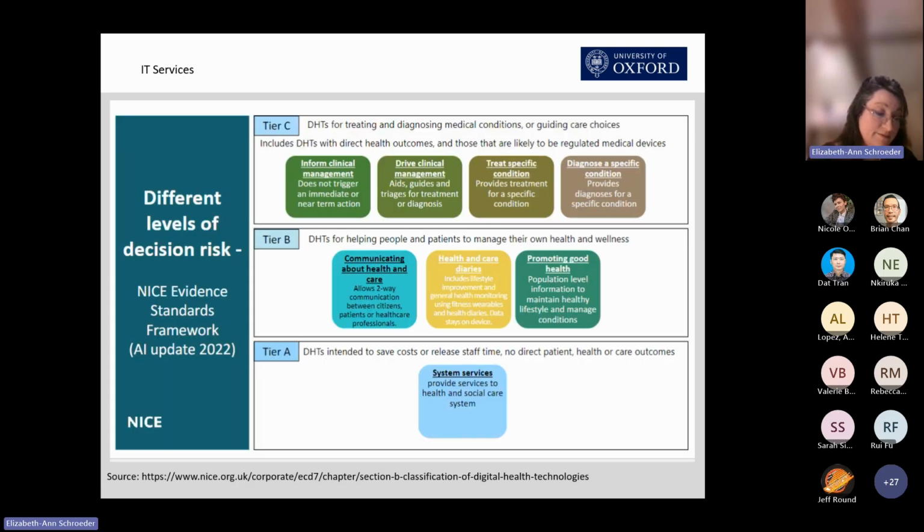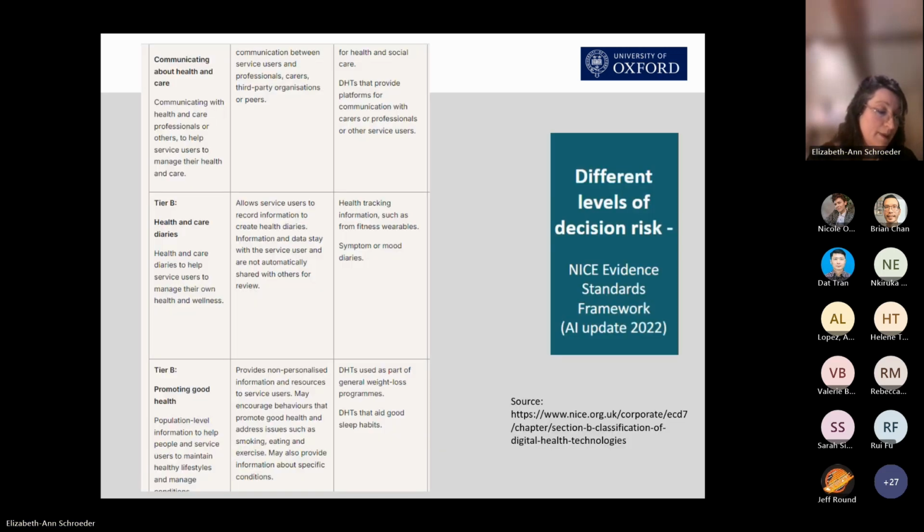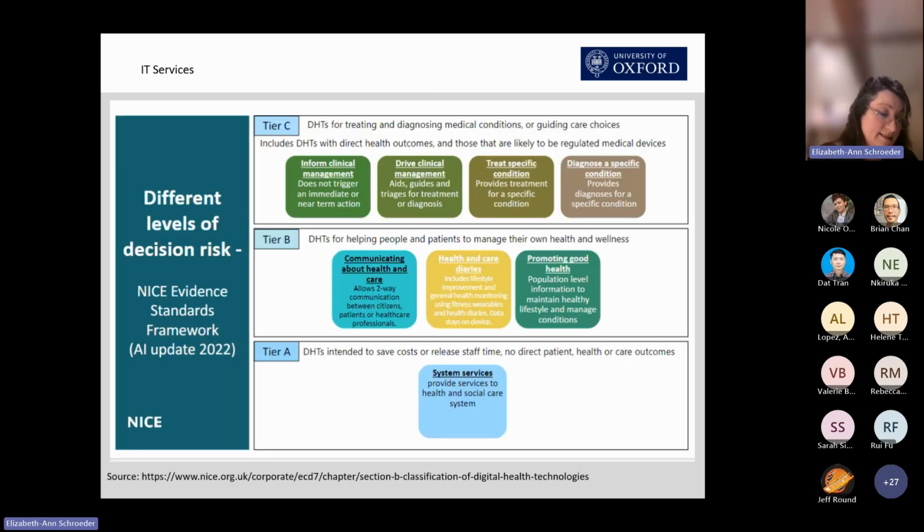Tier B explores different approaches for enabling communication and information sharing for patients to self-manage their health and healthcare, perhaps wearable health tracking devices or aids for promoting healthy lifestyles. And Tier C is the highest level of decision risk and has now become the focus of NICE MTAC. They note the need for clinical input, review, monitoring, and evaluation where there is heightened clinical risk.